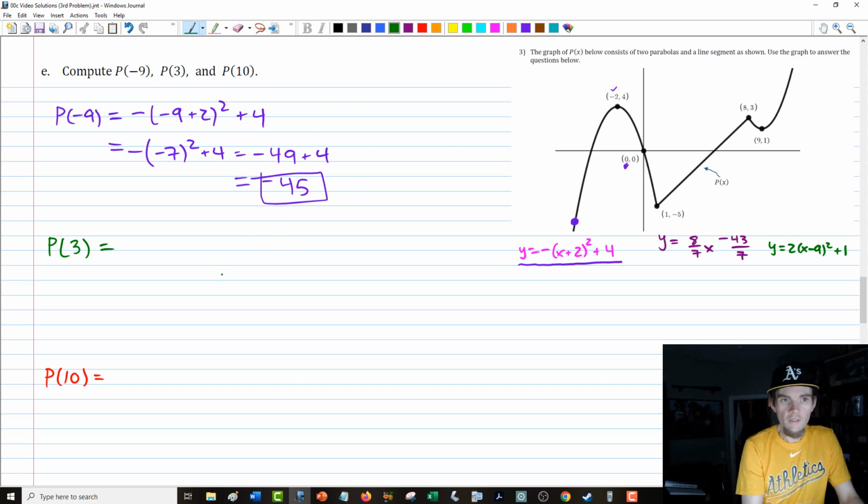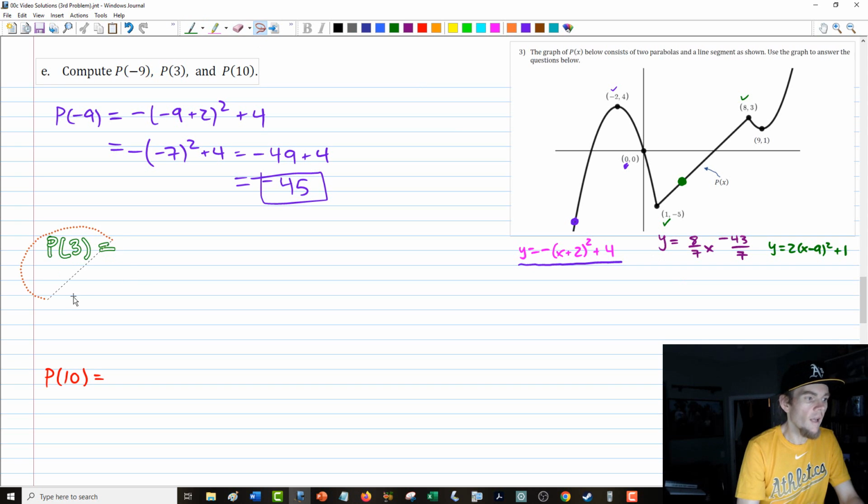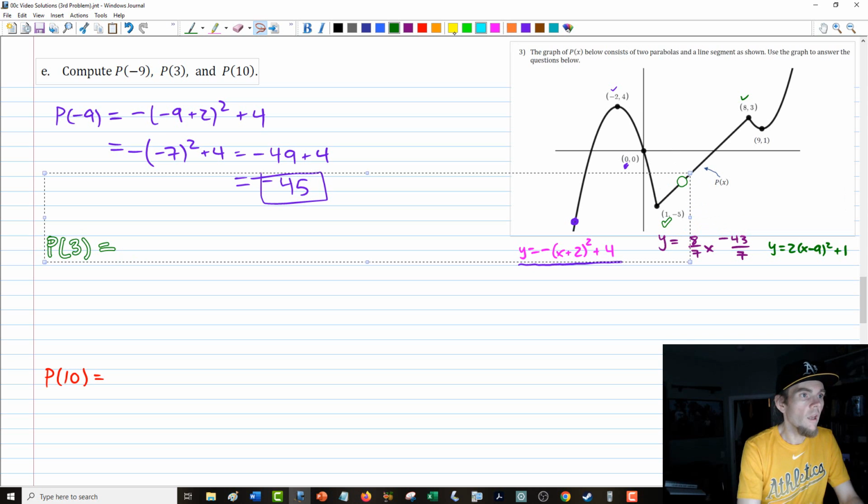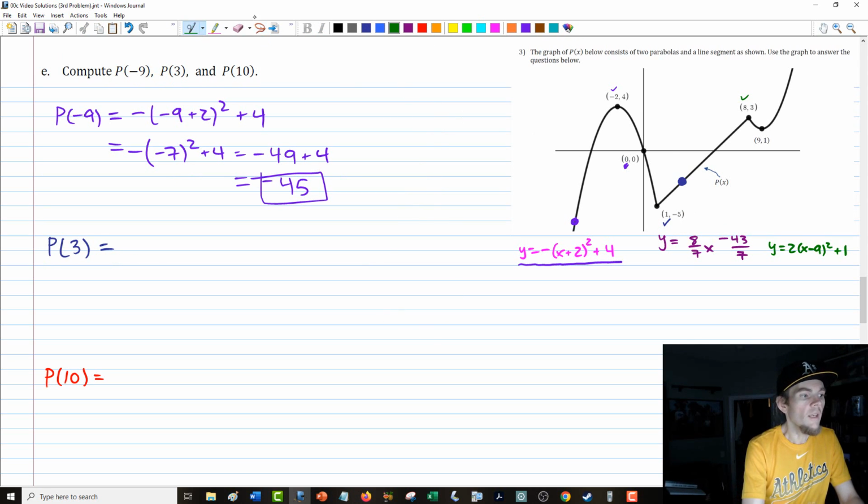Second one, p of 3. The next question is, well, where is x equals 3? Well, we're going from x equals 1 to x equals 8 here, so 3 is somewhere in the middle. So to find 3's value, we're going to be plugging into... This is confusing color-wise, I apologize. I shouldn't have done green. Let's go with navy blue. There it is. So navy blue.